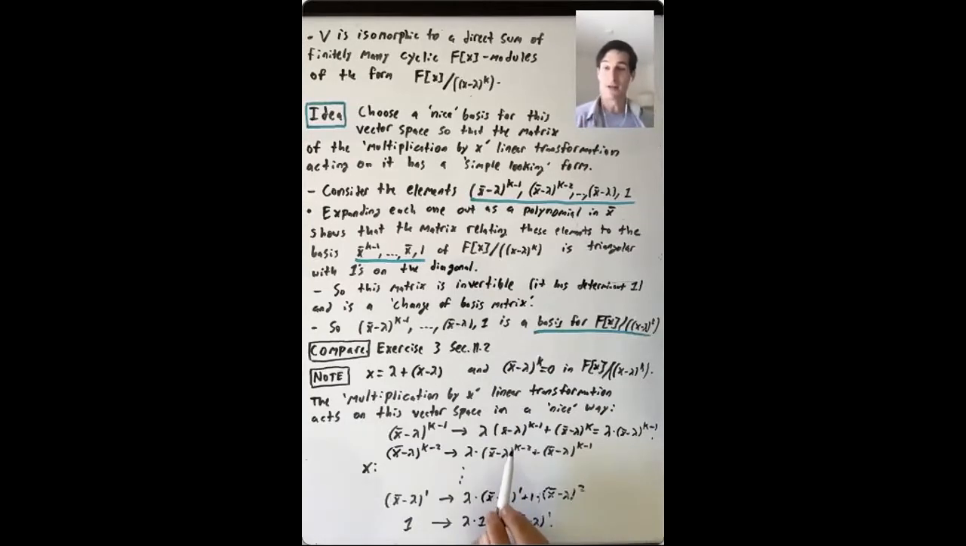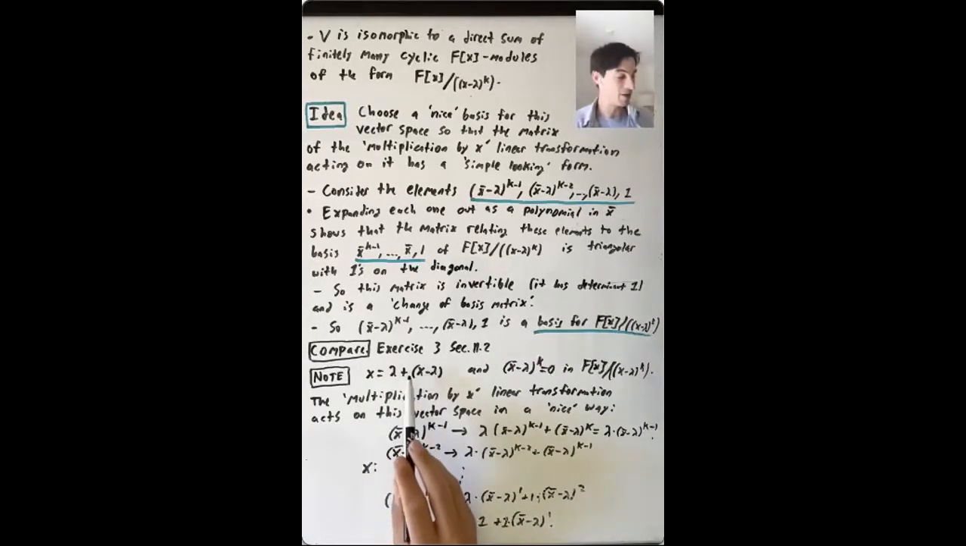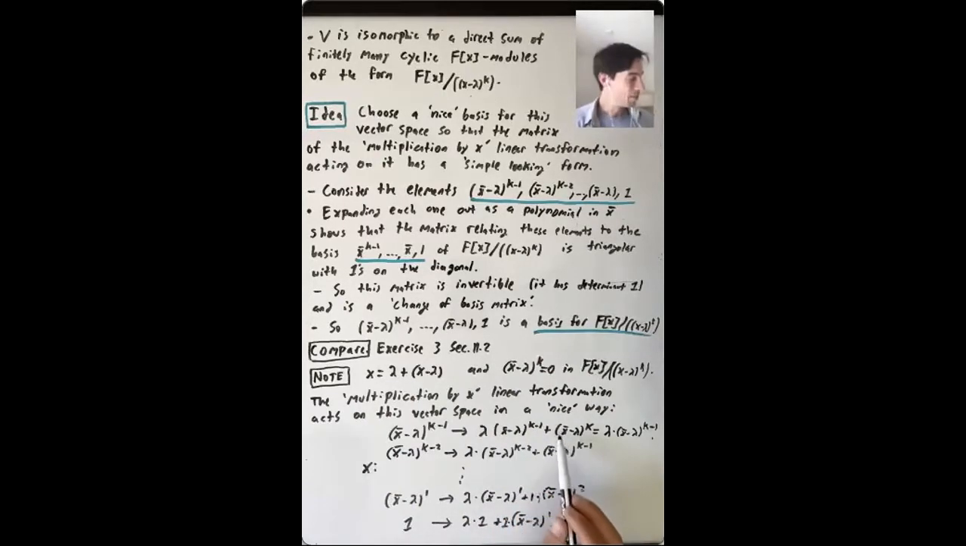All right, so how does the multiplication by x linear transformation act on this vector space with respect to this basis? Well, you take (x minus lambda)^(k-1), multiply by x. That's the same as multiplying by lambda plus (x minus lambda). So you get lambda times (x minus lambda)^(k-1) plus 1 times (x minus lambda)^k. But this is 0 in this quotient. So this is just lambda times (x minus lambda)^(k-1).